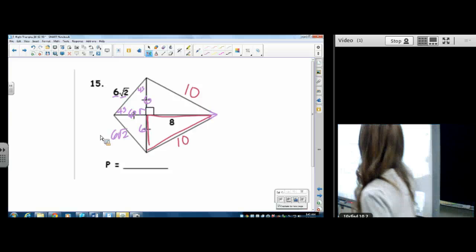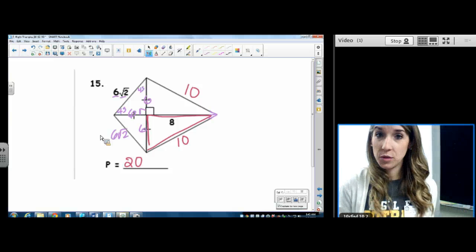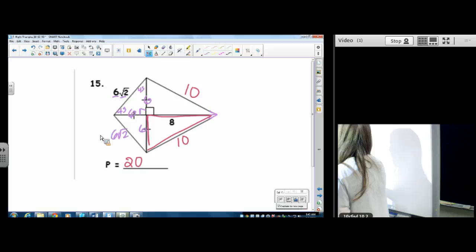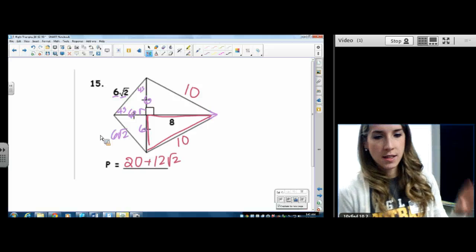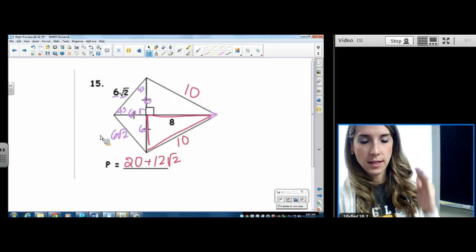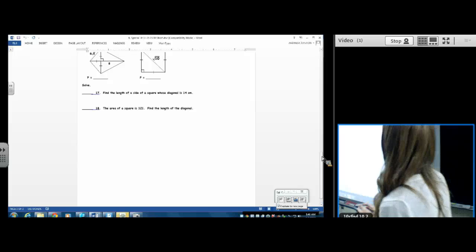Add them up. 10 plus 10, 20. Add all of our radicals. 6 root 2 plus 6 root 2, 12 root 2. You don't combine those. It is not 32 root 2. It is 20 plus 12 root 2. Last problem of the day for the homework, at least.